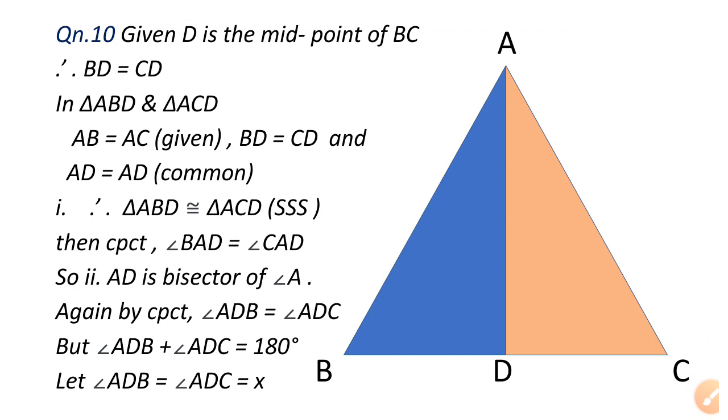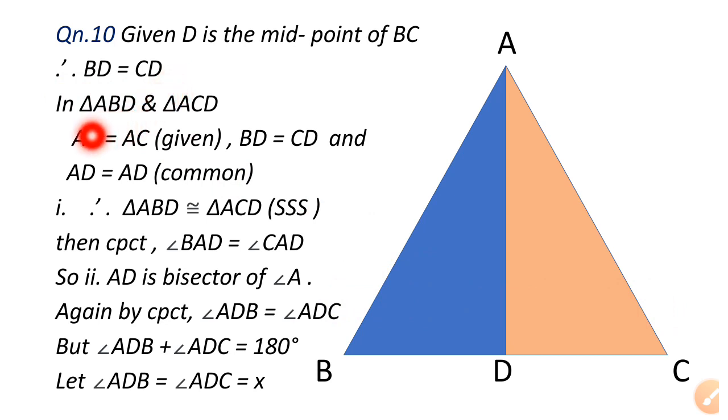Now see question number 10. The solution is given here. It is given that D is the midpoint of BC. So if D is the midpoint of BC, then you can easily say that BD must be equal to CD, because if D is the midpoint, from this end it has the same length. So CD is equal to BD, that I have written. This is one of the given conditions that we can consider.